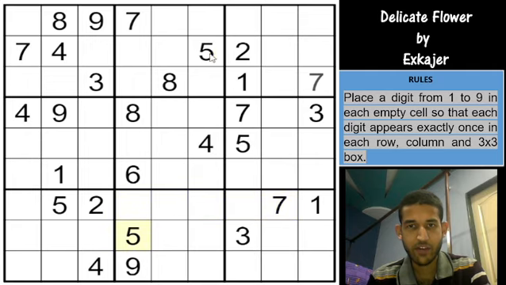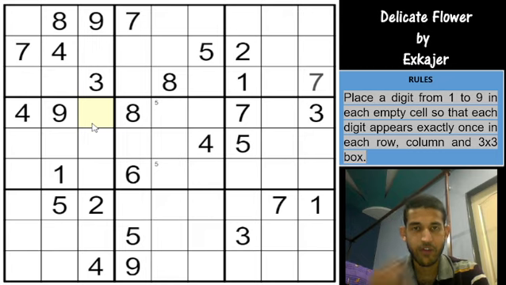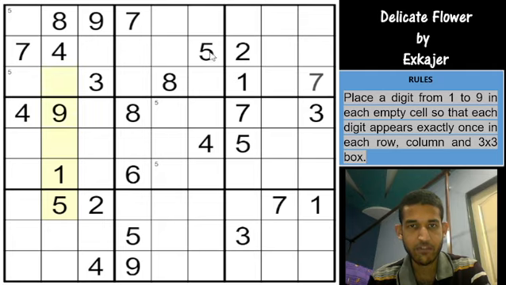Okay, there is a 5 in column 4, column 6. That gives me 5 in one of these two cells. And if you look at box 4, there are 3 options possible for 5. And if you look at box 1, there are exactly 2 cells left. 5 cannot be in column 2 and 5 cannot be in row 2.